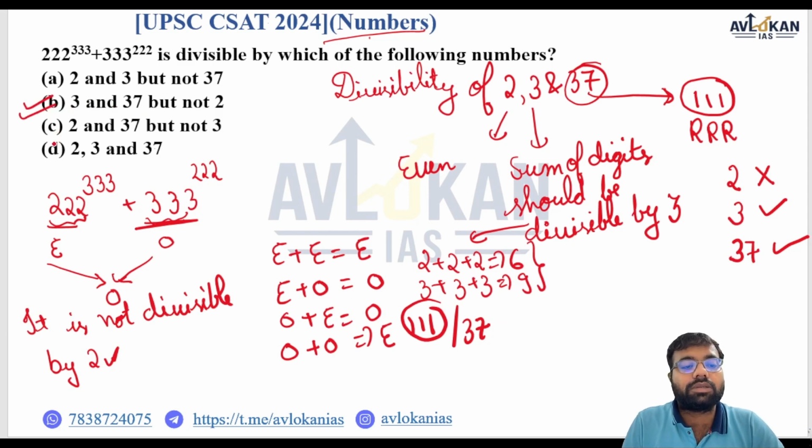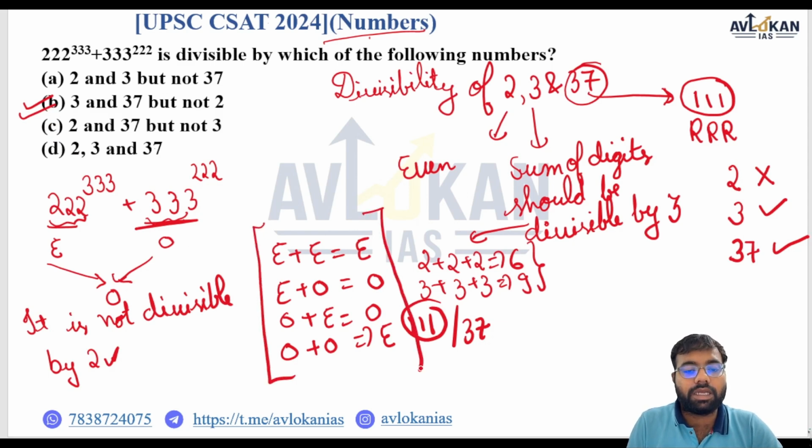So this question was a little tricky. There were many things in it. One, the concept that even plus even gives even and odd plus even gives odd. Second, the divisibility of 2, 3 and 37 and this 111. So if you haven't practiced such questions, it will be difficult for you to grasp this question in the examination hall.